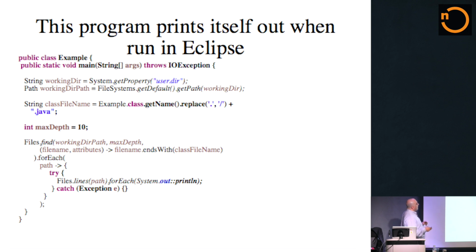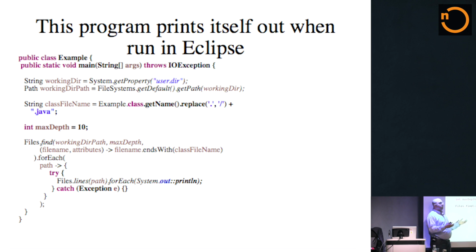What I'm doing here is taking the class name, replacing all the dots with forward slashes, and adding .java to find the name of the Java source file. Then I call the find method on the Files object. The find method is a stream source, and what it streams is a list of files that match my criteria. I give it a directory to look at, I give it a maximum depth to walk, and I need to give it a predicate to decide whether something is considered found or not.